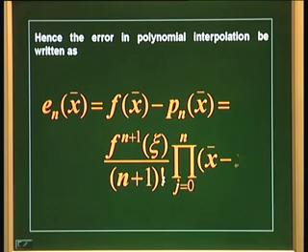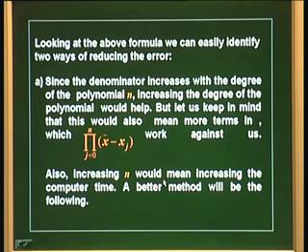That is one way, but it is not very convenient because that also increases this product. We will have more terms in this product, and as we saw earlier, that is not always a good thing to do, because you could have round off errors or other errors due to floating point operations coming in. So increasing the degree of the polynomial might help, but it is not always good, because this term might work against us. Also, increasing n would mean more computer time.